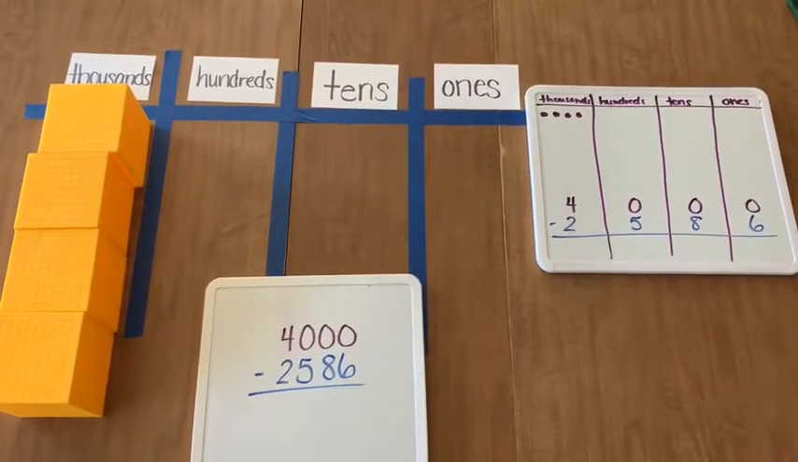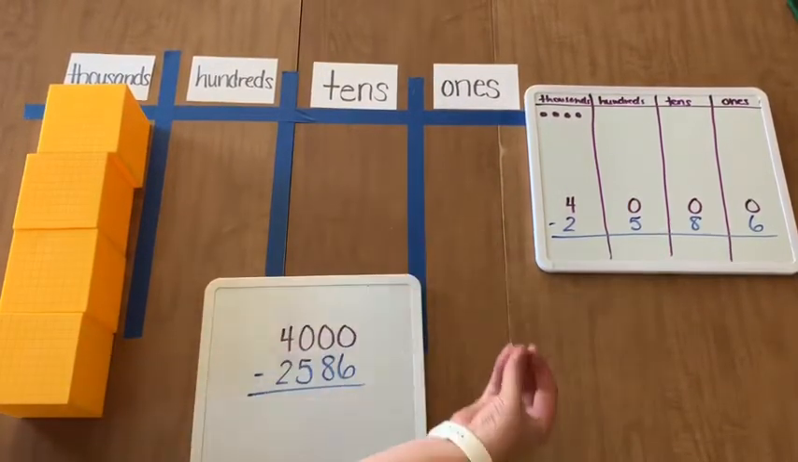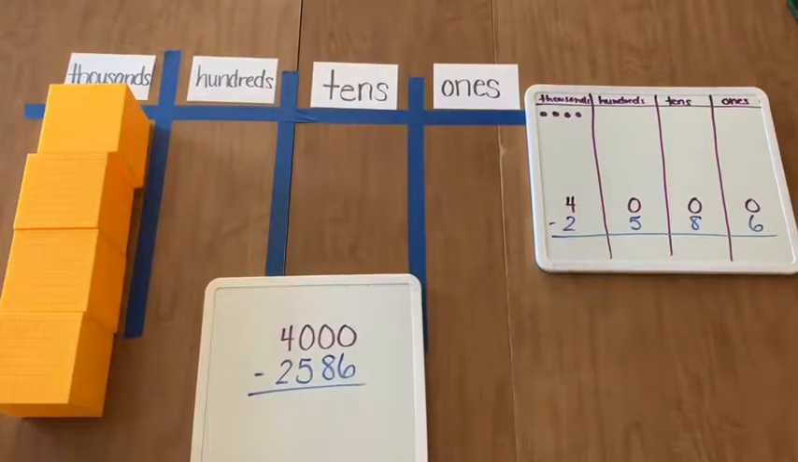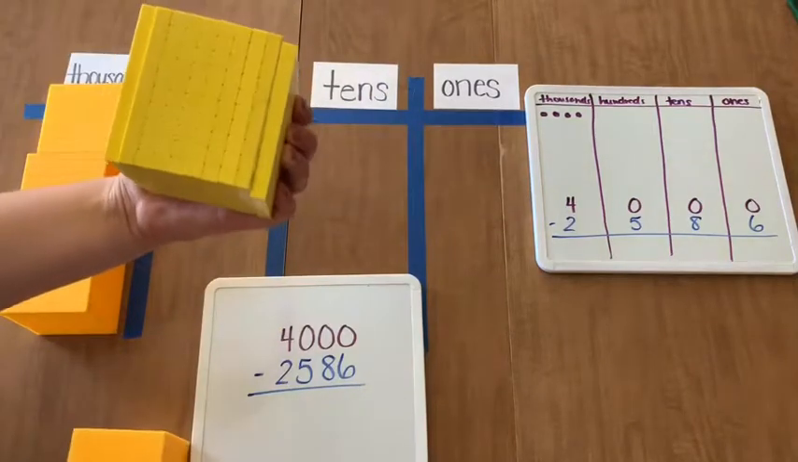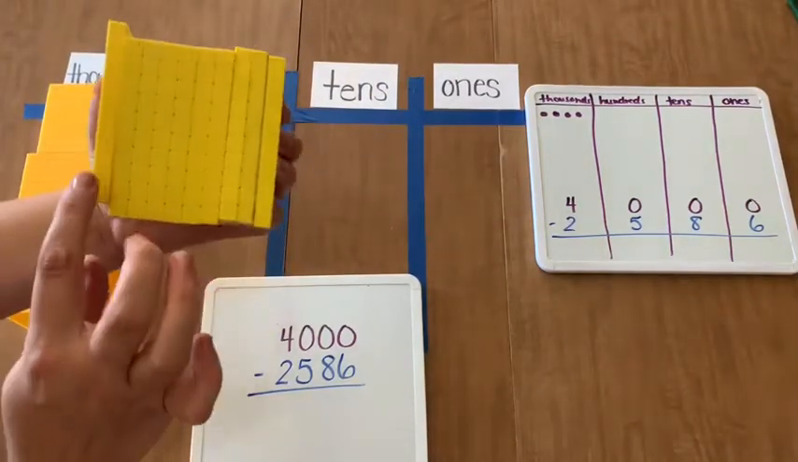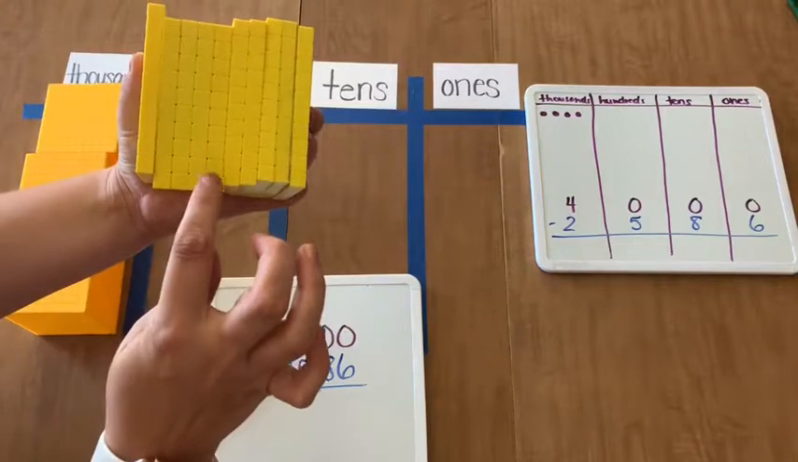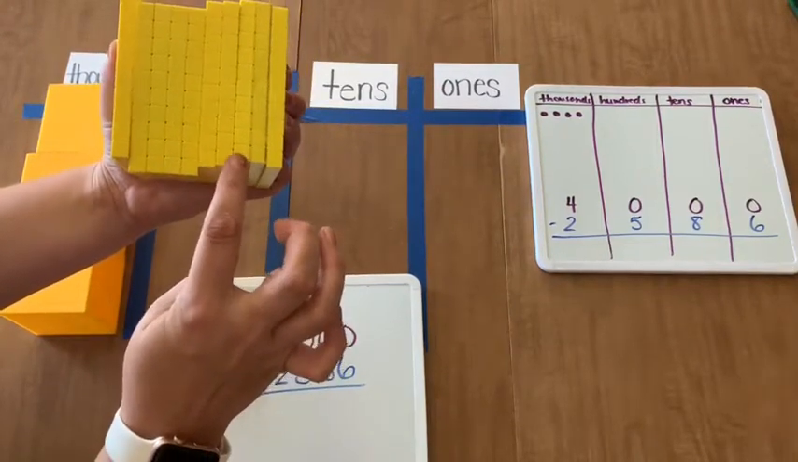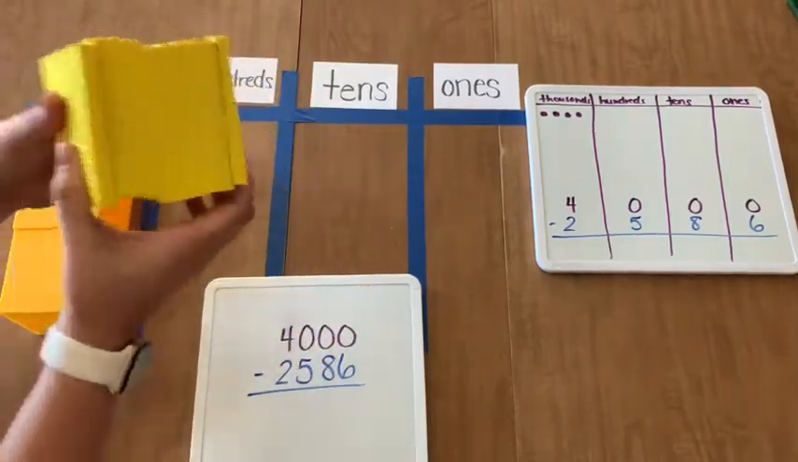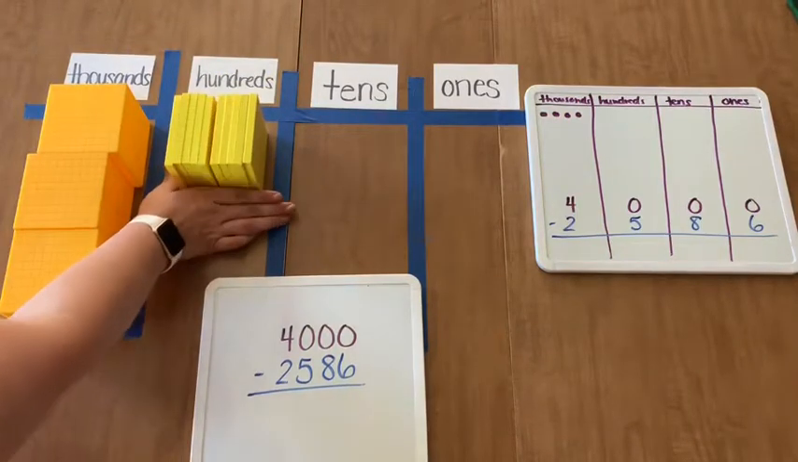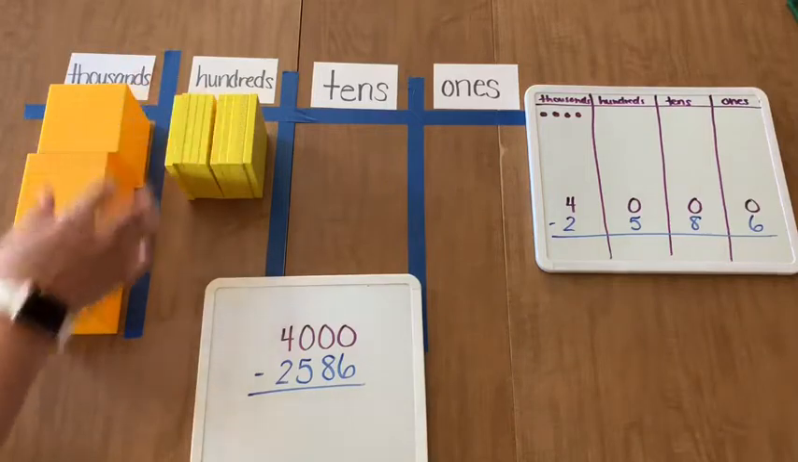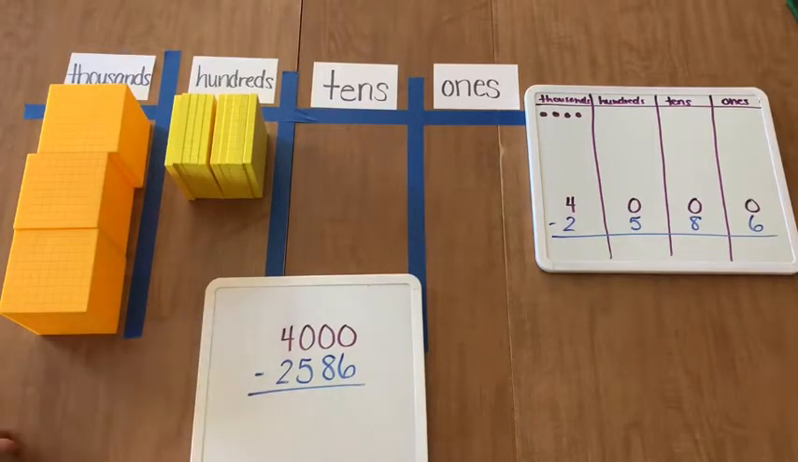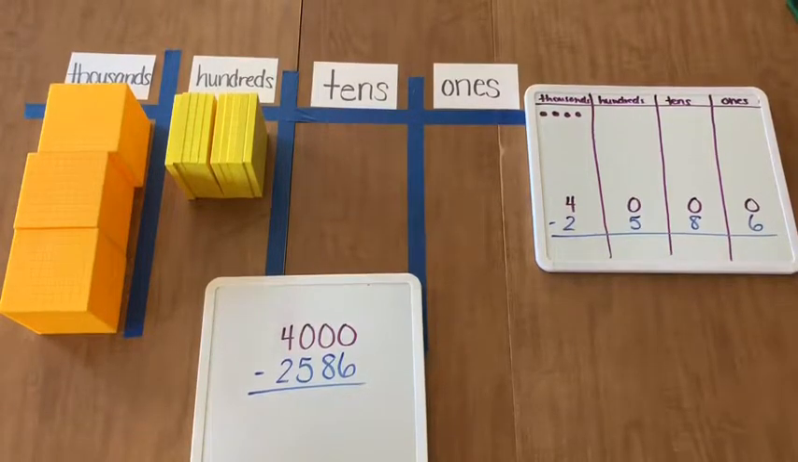So in order to subtract 6 ones, I must come all the way over to the thousands and regroup my 1,000 into 10 hundreds. 100, 200, 300, 400, 500, 600, 700, 800, 900, 1,000. There is 1,000 right there. This is the same. 3,000 and 10 hundreds is the same as 4,000. So I haven't changed how much I have. I've just changed what it looks like.